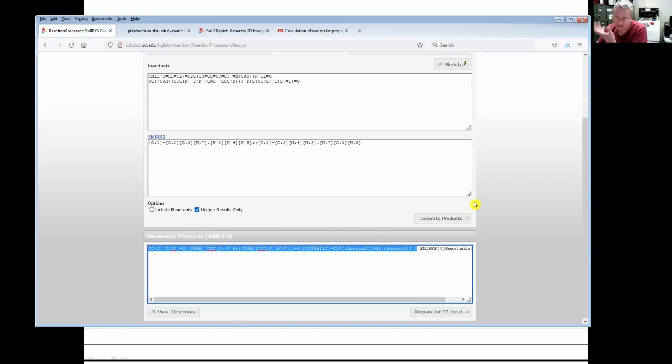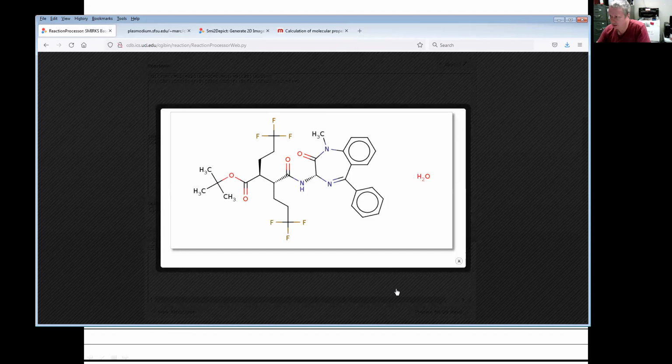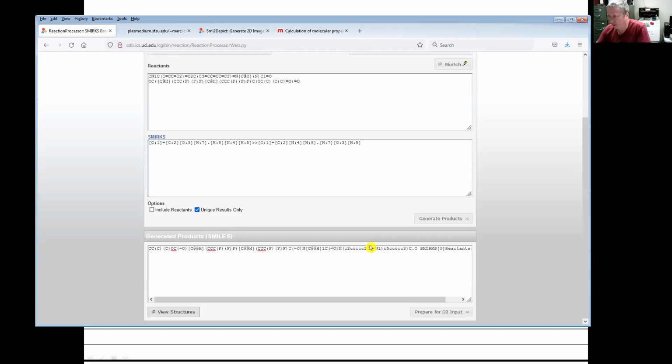I could copy it into the 2D generator that we know, and the 3D generator we know, that's all in your homework right now, but I can also really quickly just view the product and look at that. There's the product, right? It's got the tert-butyl ester right now, and amide formation does create water, because when you make the amide from the carboxylic acid and the amine, you're creating water. So it does show water as a byproduct there. Okay, all right. So that was fun.